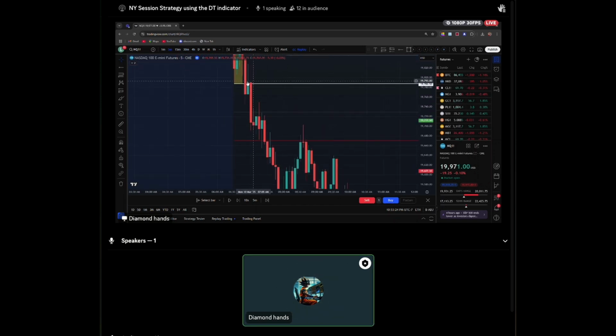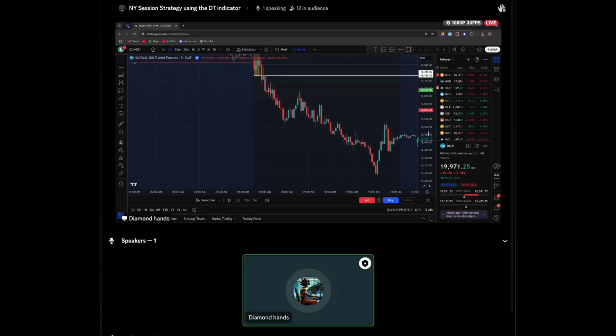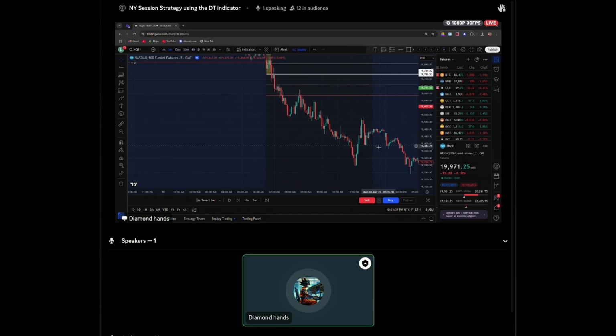Look at this entry right here. Break, retest, right? 25 here. Full TP here. I mean, if you want to hold for the ages, like I do sometimes, overnight, right there.